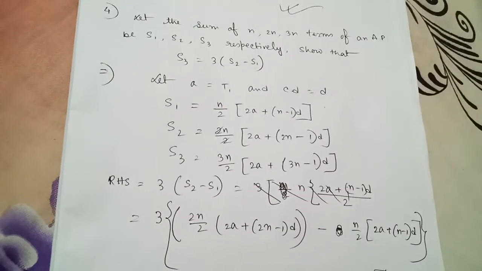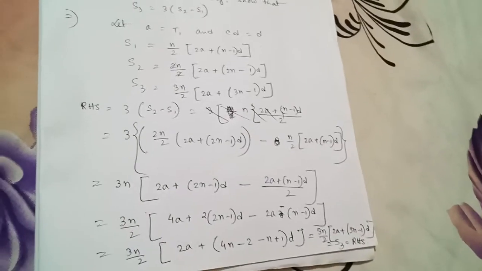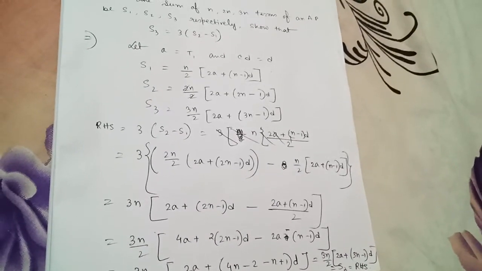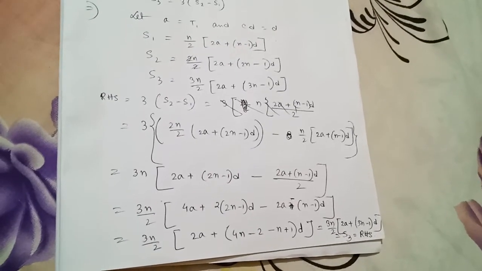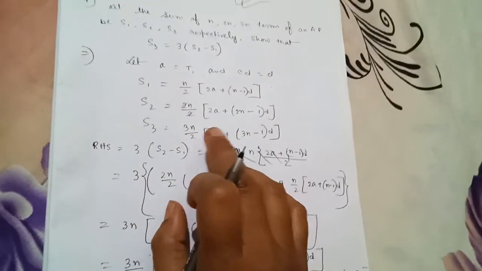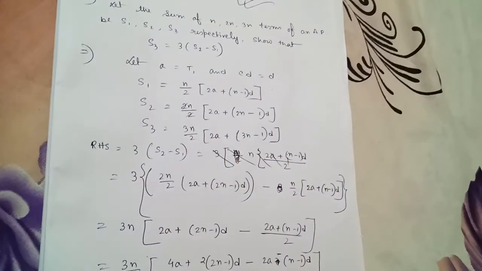So this is the way of proving it. It's very simple. Straight cut, just the direct way, nothing else. Calculation only. What you have to know is just to remember the formula of the sum of n terms.